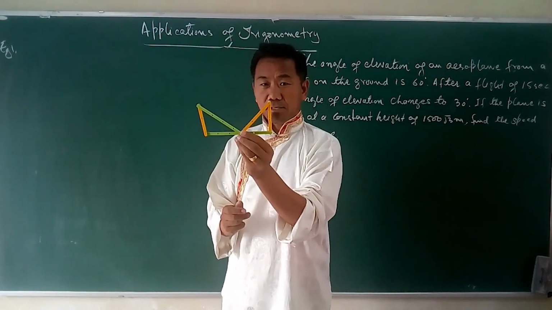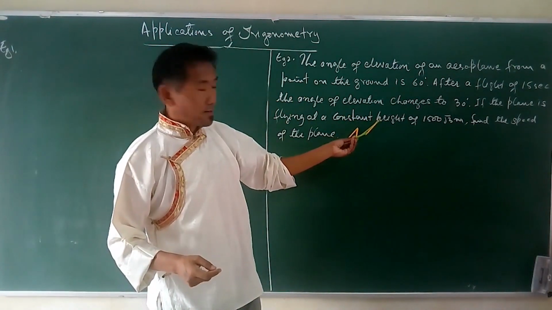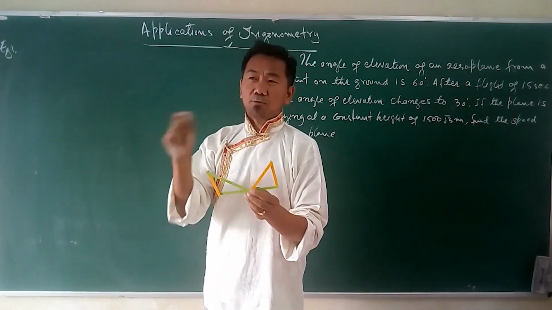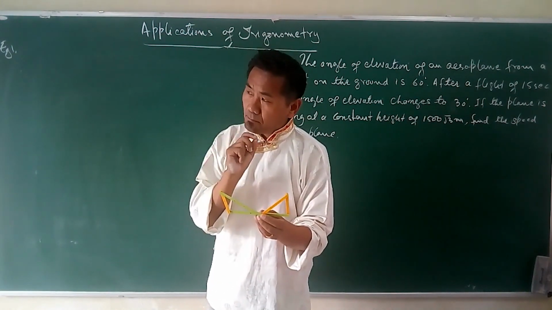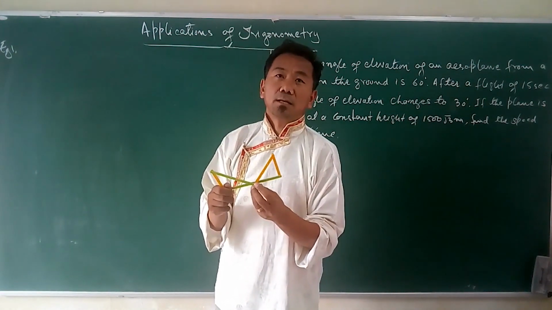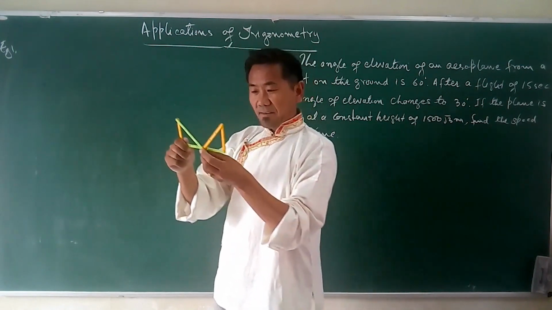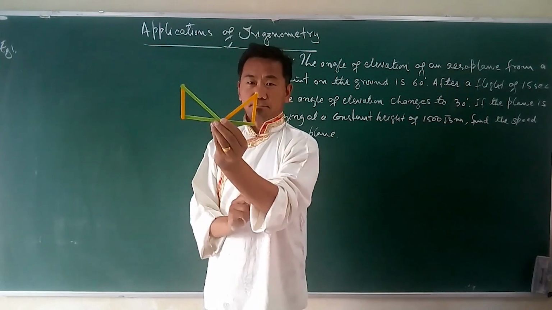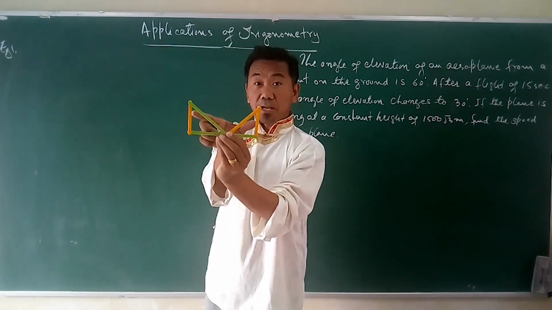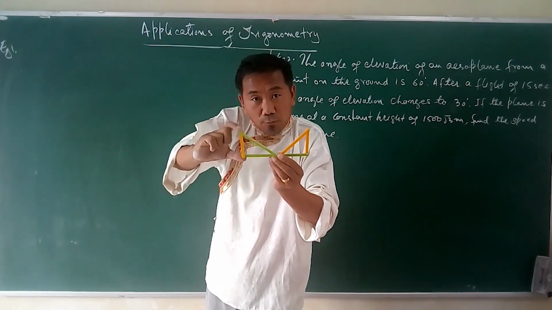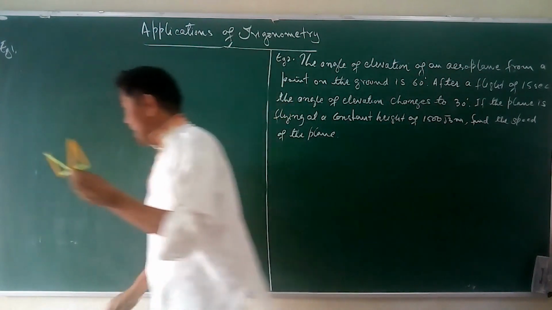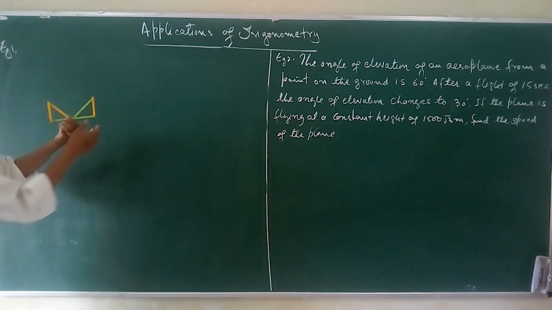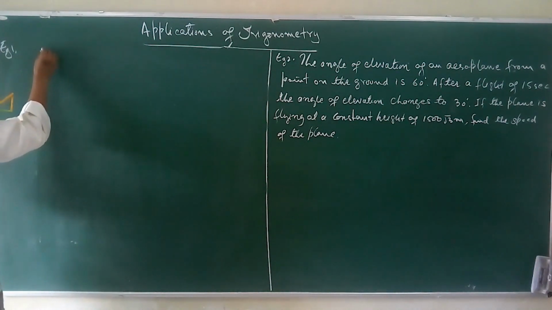The first example is this, the second example is here. The first example is that the heights of the two buildings are the same. We are going to find the height of this building.